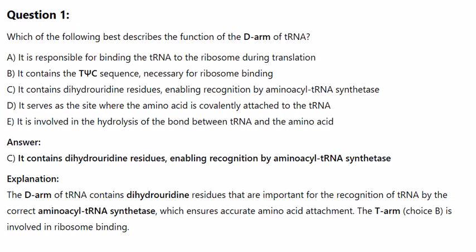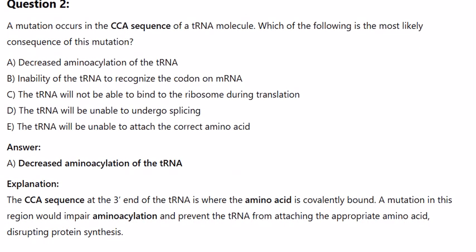Question 2. A mutation occurs in the CCA sequence of a tRNA molecule. Which of the following is the most likely consequence of this mutation? A. Decreased aminoacylation of the tRNA. B. Inability of the tRNA to recognize the codon on mRNA. C. The tRNA will not be able to bind to the ribosome during translation. D. The tRNA will be unable to undergo splicing. E. The tRNA will be unable to attach the correct amino acid.